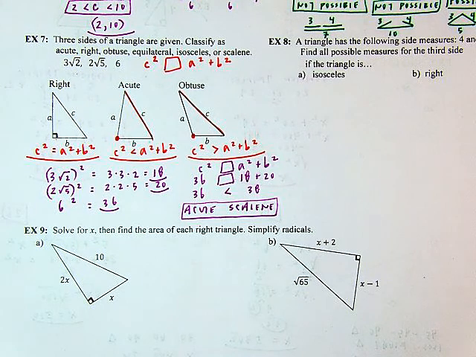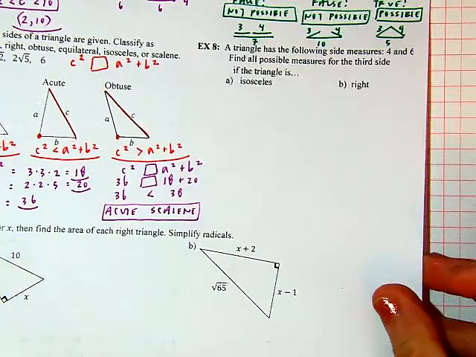Isosceles means 2 or more congruent sides, and equilateral means all 3 are congruent. We know that equilateral triangles are also isosceles. All right, next up, example 8.